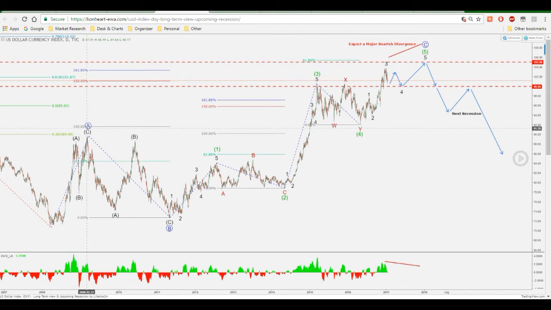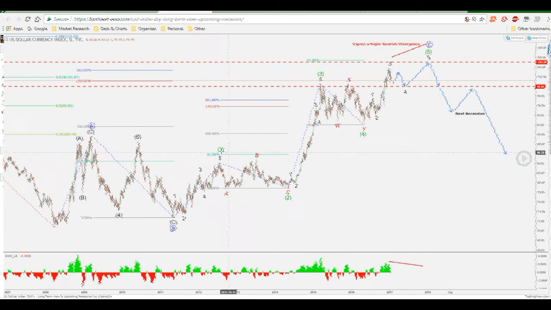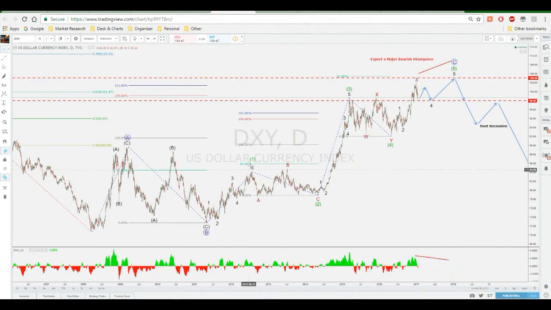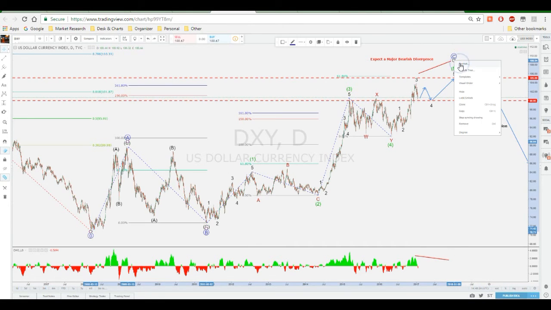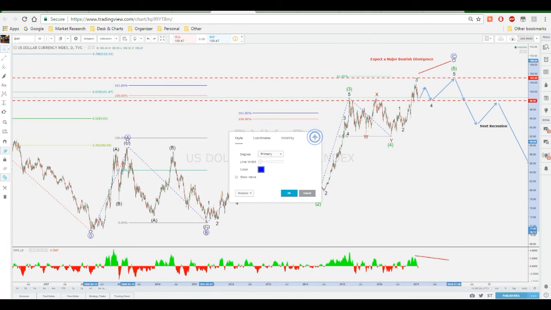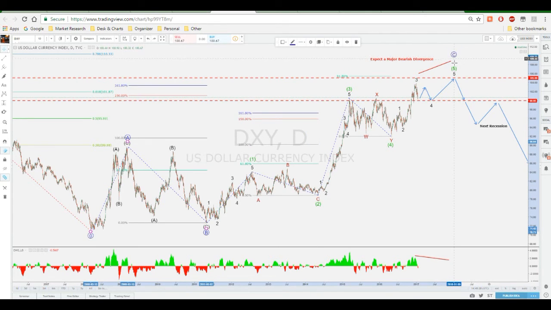So I marked this whole thing as an A, B, C, and then A, B, C right here. Basically, what I'm doing from now is counting the remaining C as an impulse. As I was saying, I'm counting this as an impulse 1, 2, 3, 4, 5 towards the C, right? Towards the primary C as a corrective.